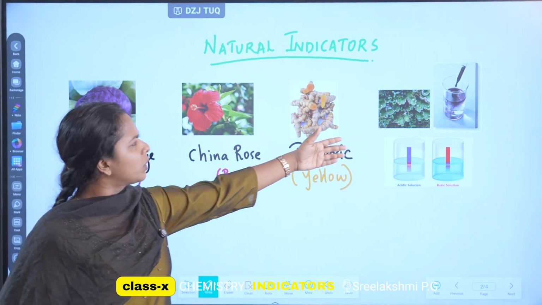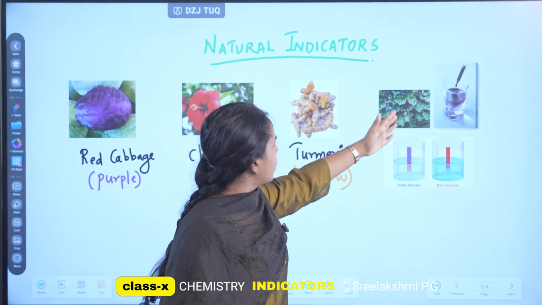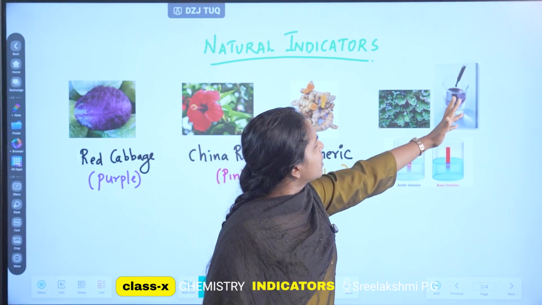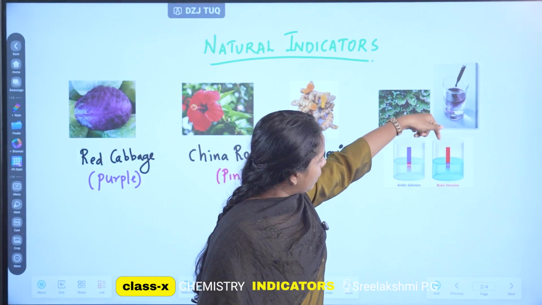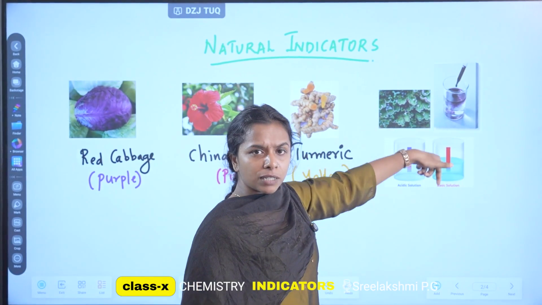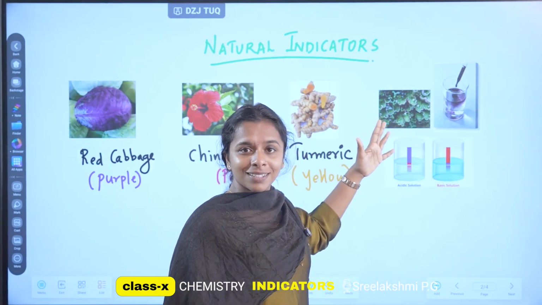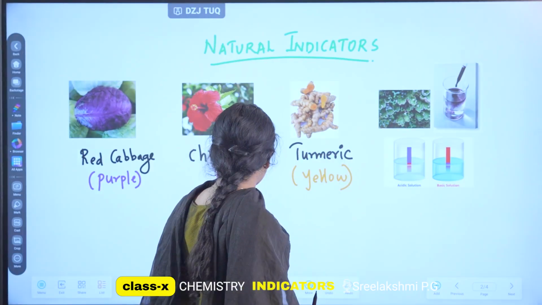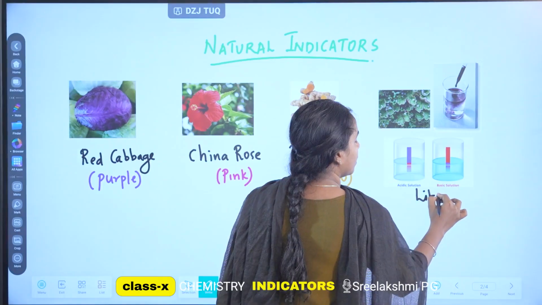Now what is this fourth one? I've given 4 pictures here, right? Here you can see a plant, and here you can see a purple solution and some beakers and a kind of paper dipped in this solution. Do you have any idea about this? Yes, it is known as litmus.